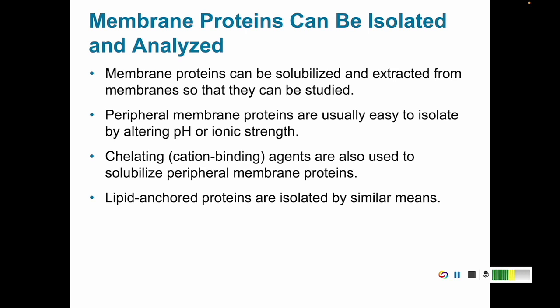You can solubilize the membrane proteins and extract them from cell membranes, and then they're able to be studied. Usually this is easiest to do with peripheral membrane proteins. You just have to change the pH or the ionic strength, so how much saltiness there is. Chelating agents or cation binding agents can also be used to solubilize peripheral membrane proteins. Lipid-anchored proteins can be isolated by similar means. It's a little bit trickier to isolate those transmembrane spanning proteins.